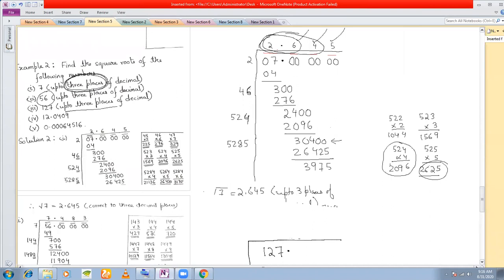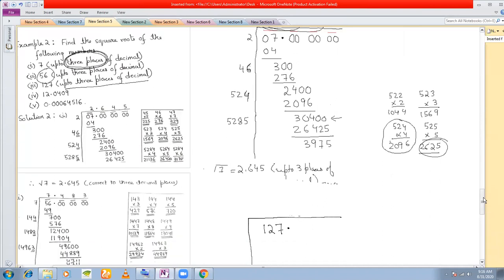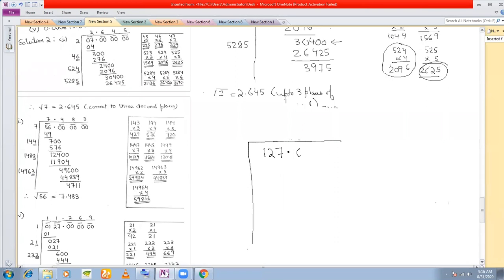Again, here we have to find till 3 places of decimal. So 3 pairs of 0 we are going to take after the decimal point. 3 pairs of zeros we take. Okay, so you have this pair, and this pair.